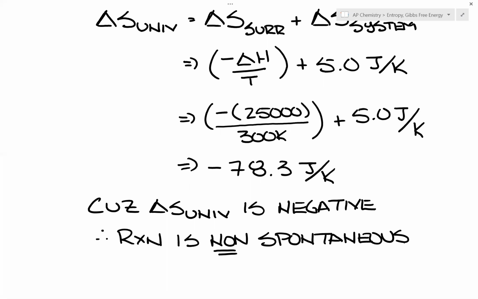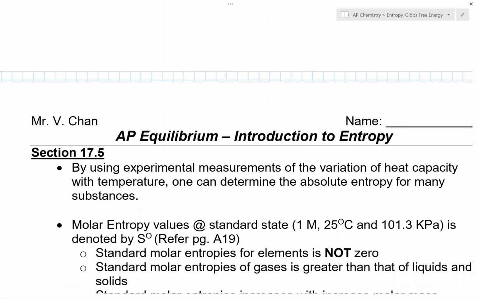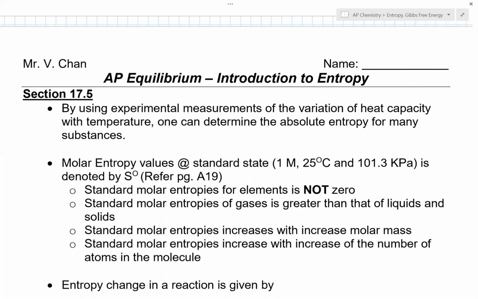Now, another way to calculate delta S is by using experimental measurements of the variation of heat capacity with temperature. One can determine the absolute entropy for many substances. So one thing we want to talk about is something called molar entropy, or values at standard state. Remember, standard state is 1 molarity, 25 degrees Celsius, and 101.3 kilopascals, and is denoted by S naught.